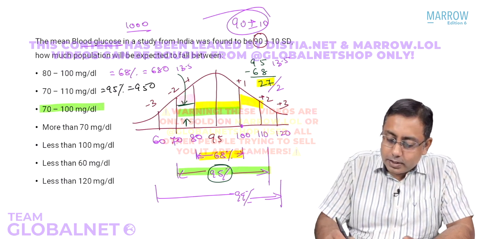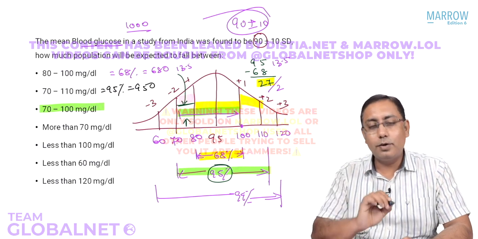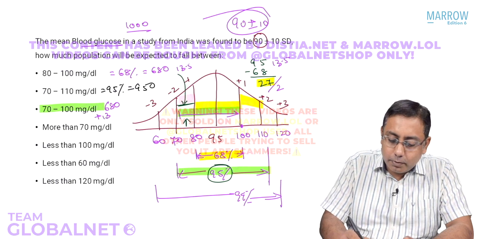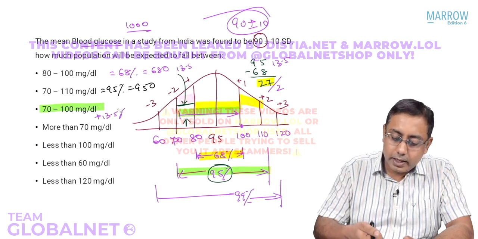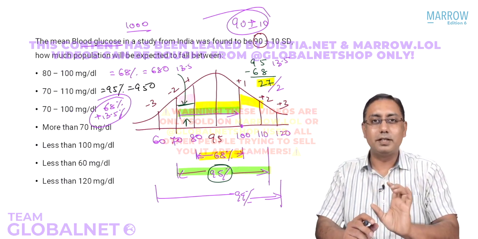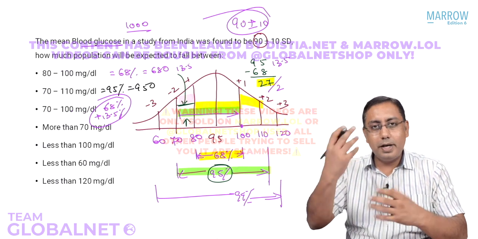So if somebody asks how much population is going to lie between 70 and 100, your answer will be 68% plus 13.5% will lie in that area. Are we okay with that? That's just the kind of brain twisters you get.